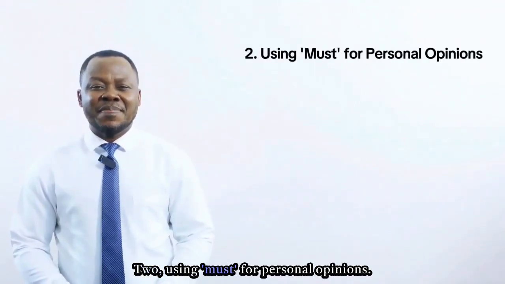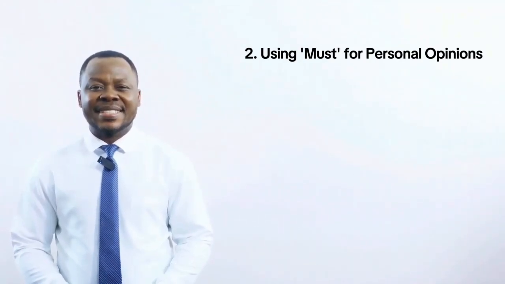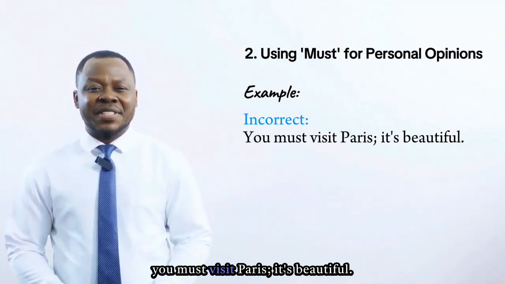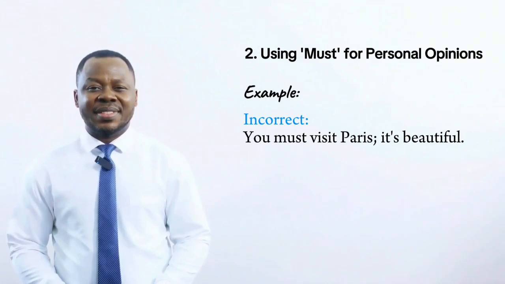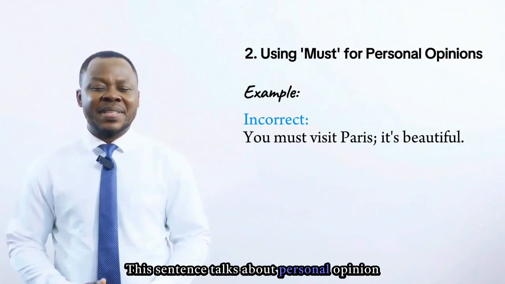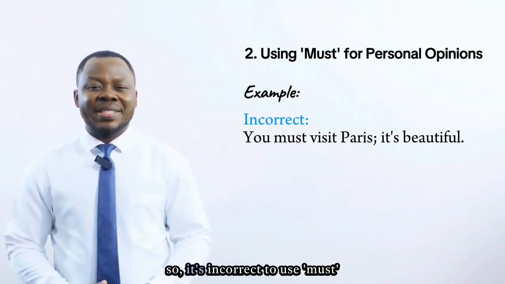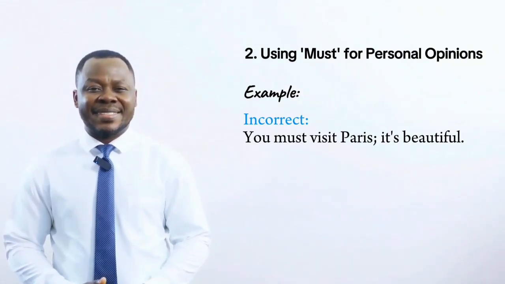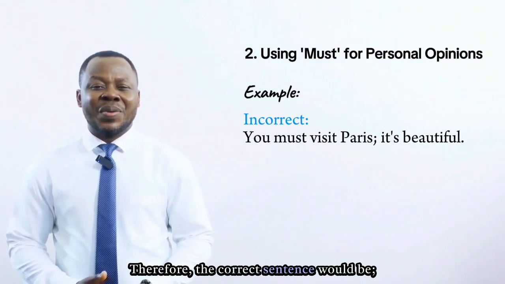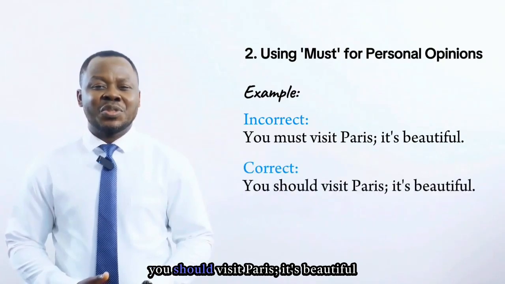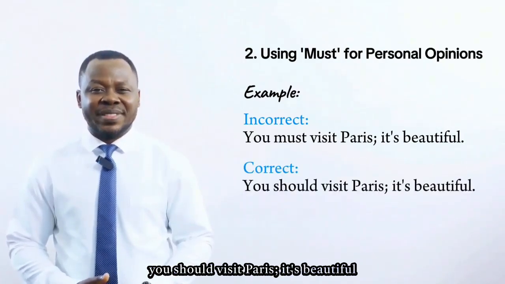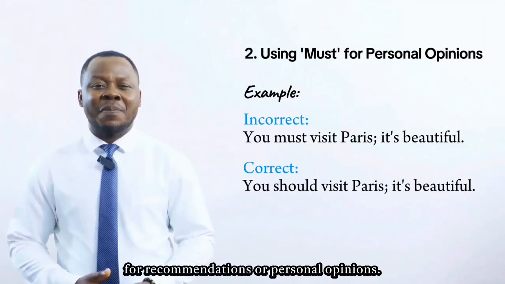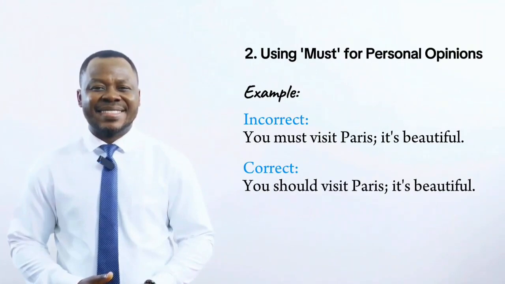2. Using must for personal opinions. For example, it's incorrect to say, you must visit Paris. It's beautiful. This sentence talks about personal opinion. So it's incorrect to use must because must is for strong obligations. Therefore, the correct sentence would be, you should visit Paris. It's beautiful. Because should is used for recommendations or personal opinions.